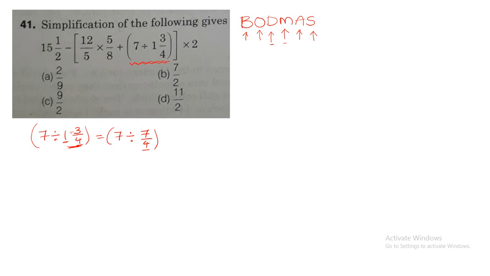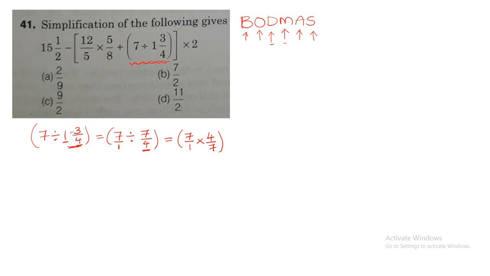This is a fraction, so represent this 7 also as a fraction, 7 by 1. Whenever you have division, we can change it into multiplication. See here, 7 by 1, this division I am changing to multiplication. When I change it to multiplication, this 7 by 4 becomes 4 by 7. Just follow the steps: 7 by 1 into 4 by 7.